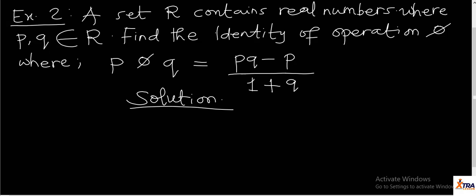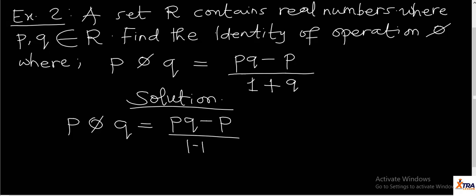In this question we are given a set R which contains real numbers, where P and Q are elements of the set R. We are given an operation, P operation Q as PQ minus P all over 1 plus Q. And then we are asked to find the identity elements.